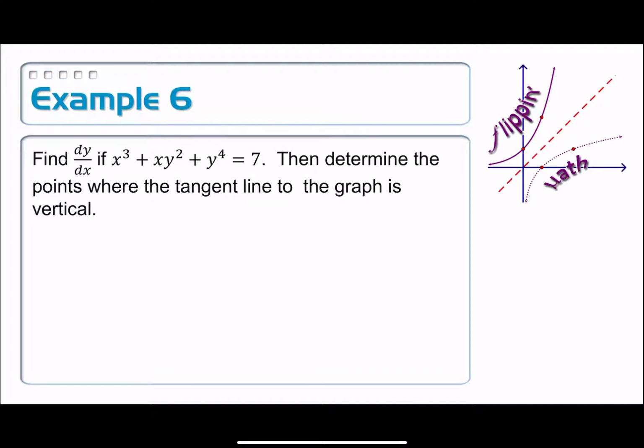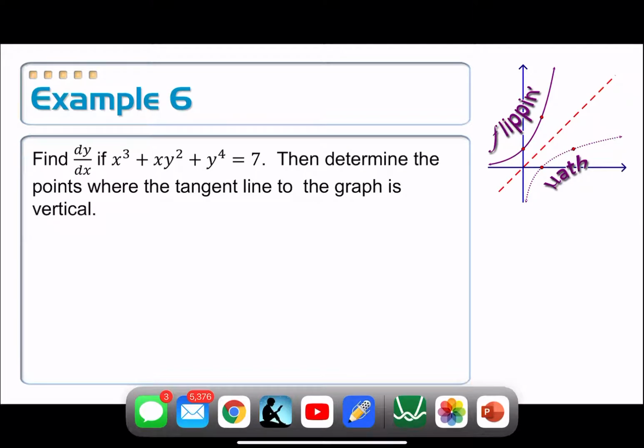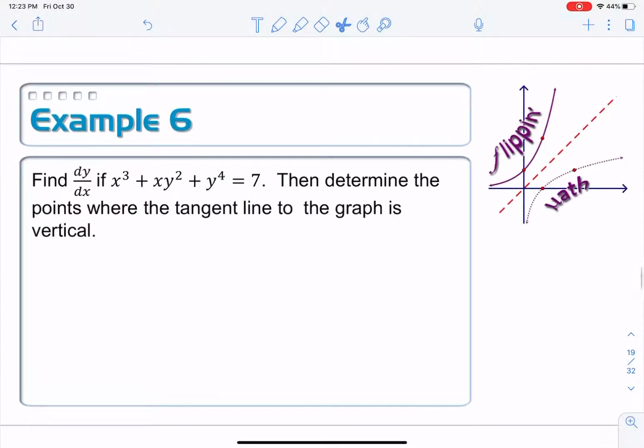Hey, we've done that before. That's a piece of cake. I'm going to assume that we're going to have a derivative that's a fraction. We just make that fraction have a denominator that's equal to 0, and make sure the top is not 0 also. Let's try it. Shall we? Yes, we shall.